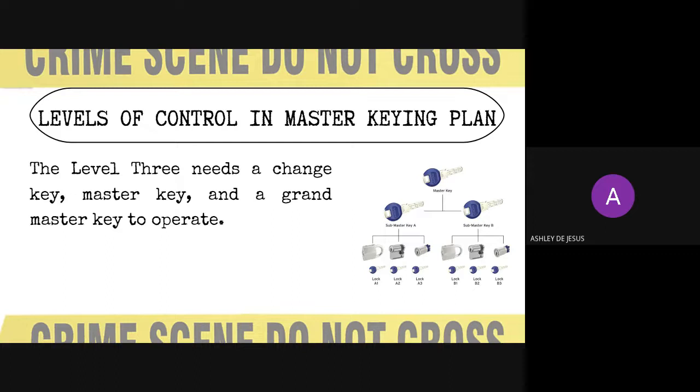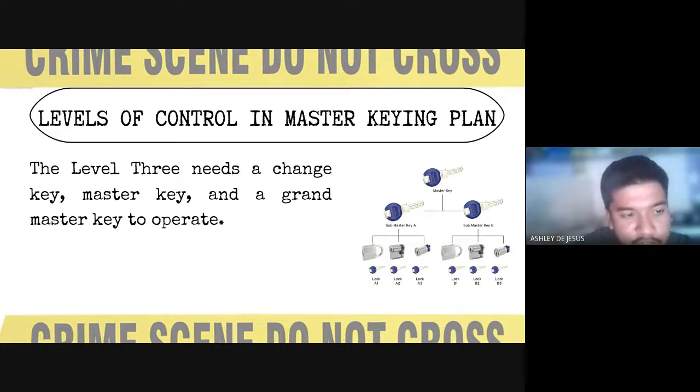The level 3 needs a change key, master key, and a grandmaster key to operate. For example, office buildings, large schools, and hospitals.